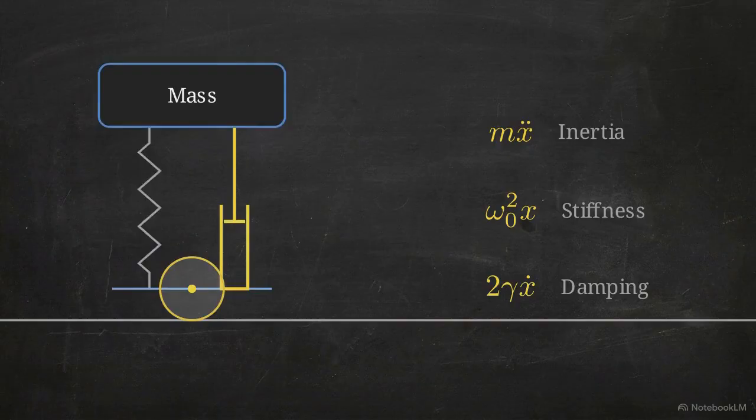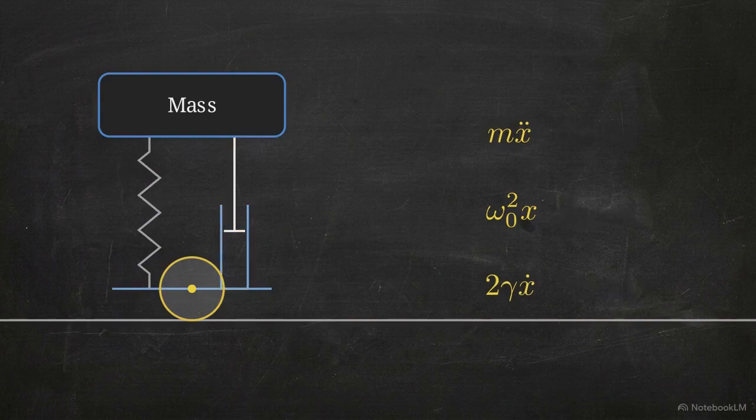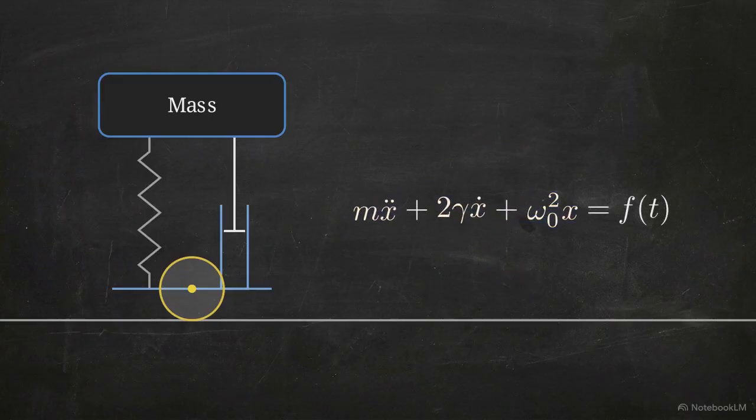Third is the damping resistance of the shock absorbers. If the car relied on springs alone, it would bounce endlessly. The oil inside the shock struts pushes back against the movement, and this resistance increases proportional to the velocity of the bounce. We can balance these three internal forces using Newton's second law, resulting in this second-order linear differential equation.